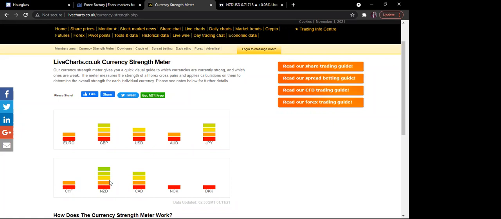Now, here's another example, NZD-USD. This is the currency pair we're looking at right now. NZD is the base currency, USD is the quote currency, right? So what can we see here? We see that the first currency, which is NZD, is actually stronger than the second currency, which is USD. So what does that mean? When the first currency is stronger than the second currency, we're looking for buy opportunities.